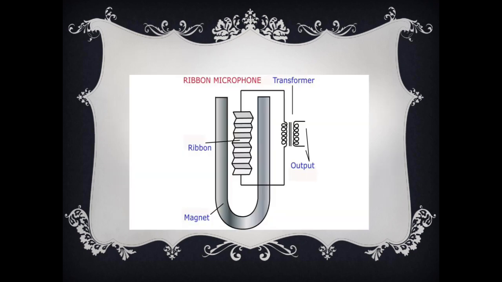So this is the diagrammatic form of a ribbon microphone. You can see the ribbon inside and it is suspended in the magnetic field. You can see the ribbon is attached to the output. So when the sound comes and hits the ribbon, automatically it moves in the magnetic field. So the sound wave is converted into an electrical signal.